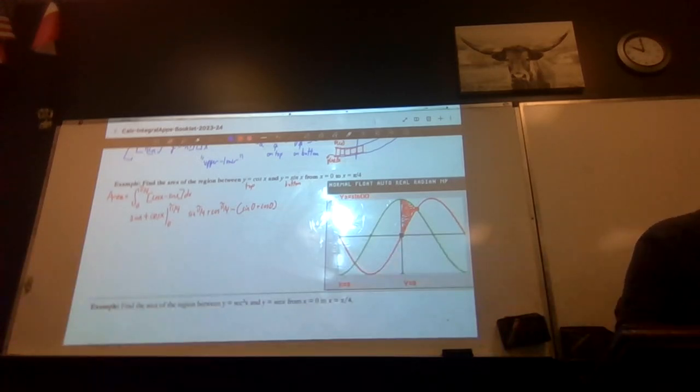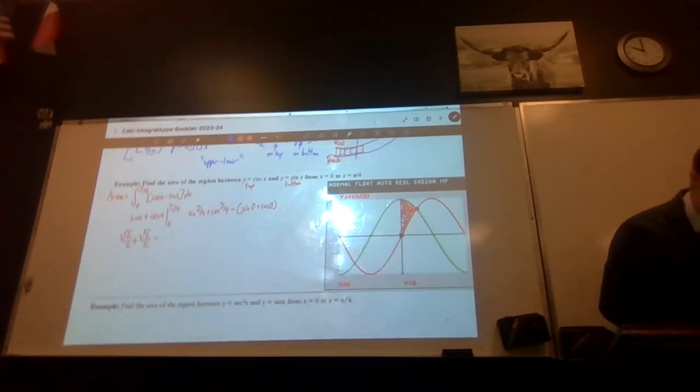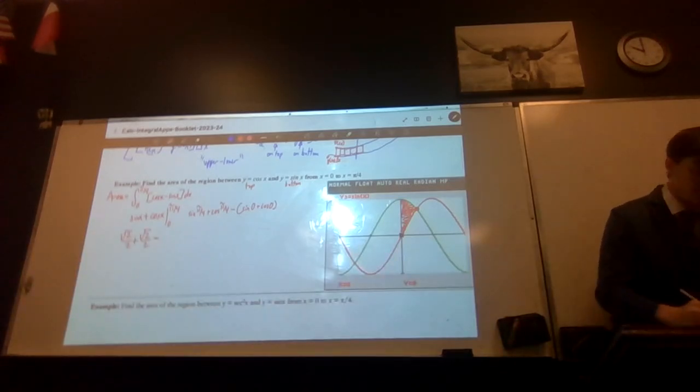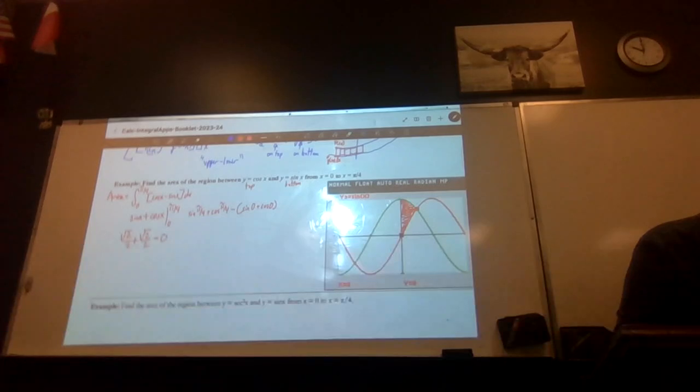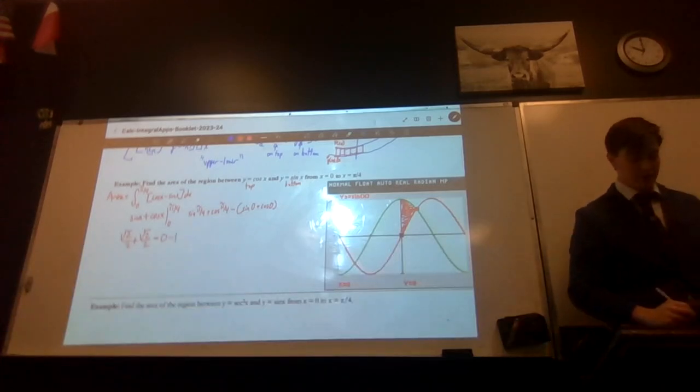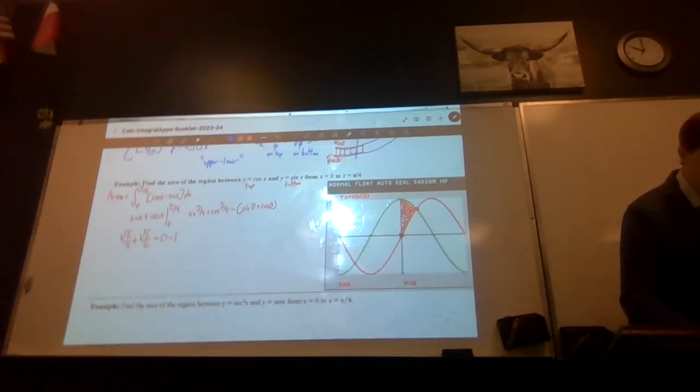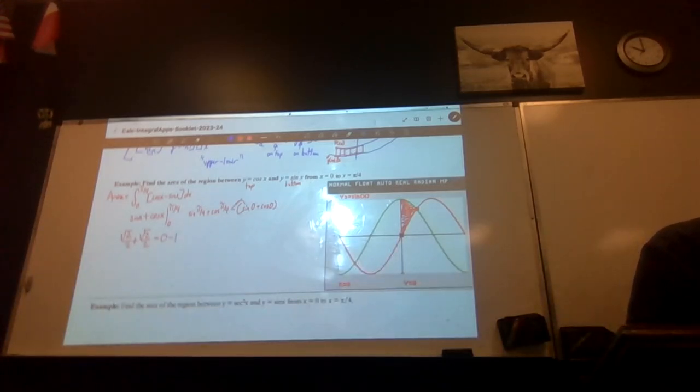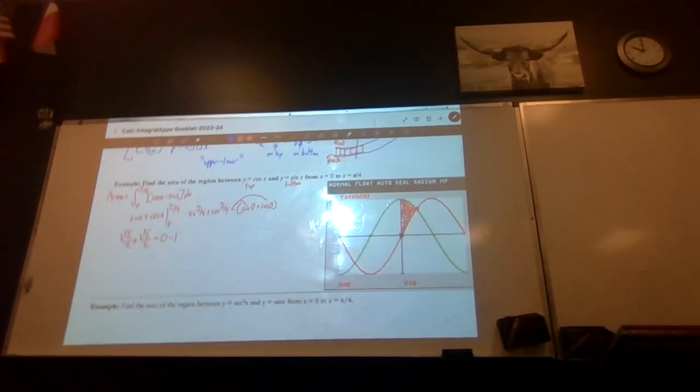Root 2 over 2. So this is root 2 over 2 plus root 2 over 2 minus the sine of 0, which is 0. What is the cosine of 0? Minus 1. Yep, minus 1, because you have to distribute the negative there.